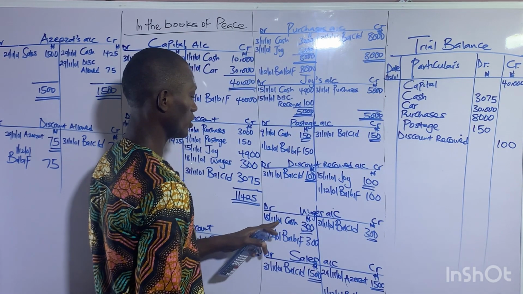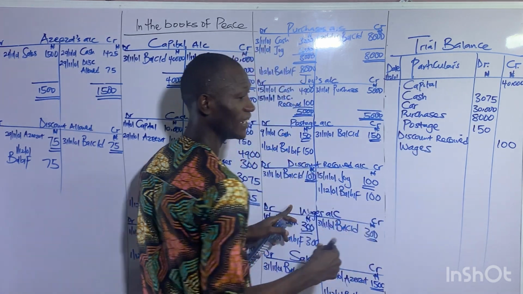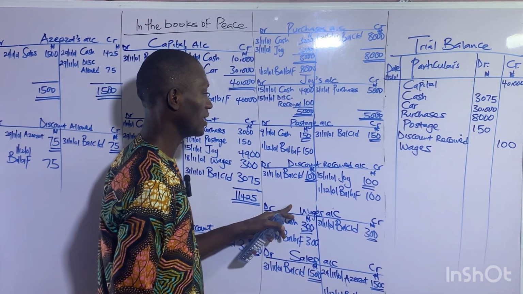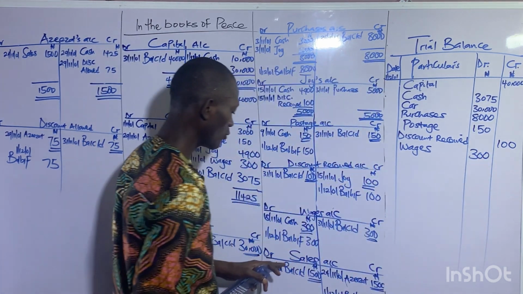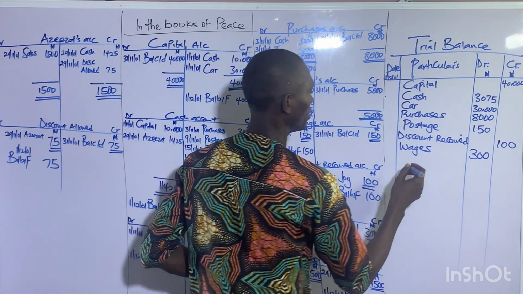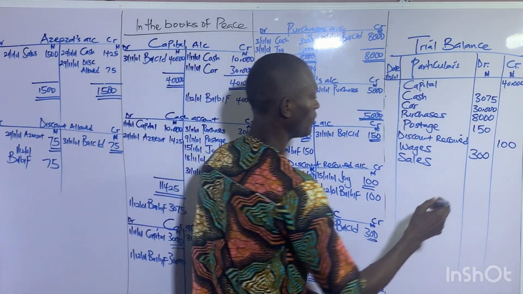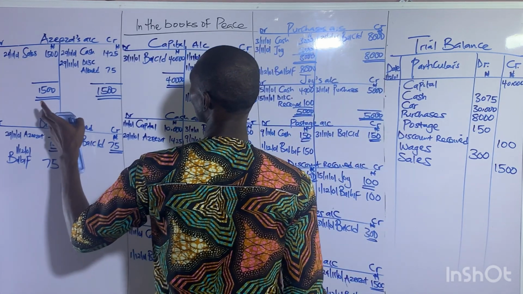Then we have the next one, wages. Wages is an expenses account. Wages, they are direct costs. So they are expenses. So all expenses are debited. So that's 300. Then we have sales. Sales is an income account, and all income accounts are credited. So we have 15. Then we have Azizat.